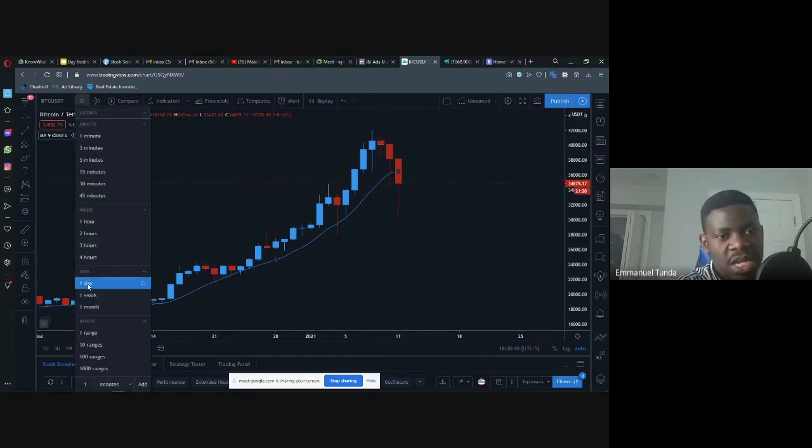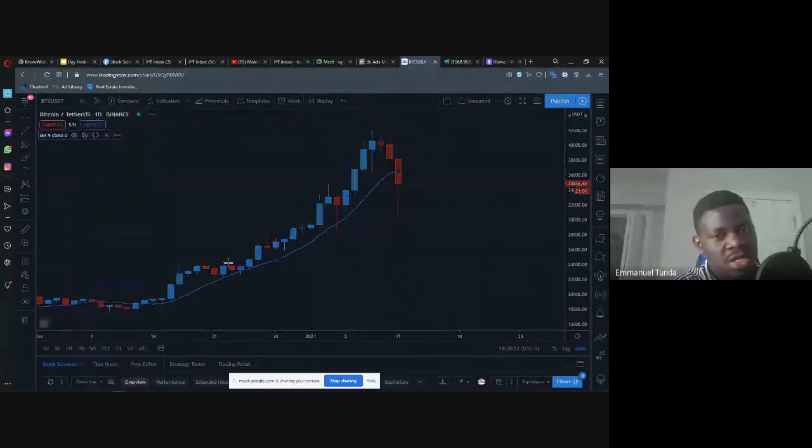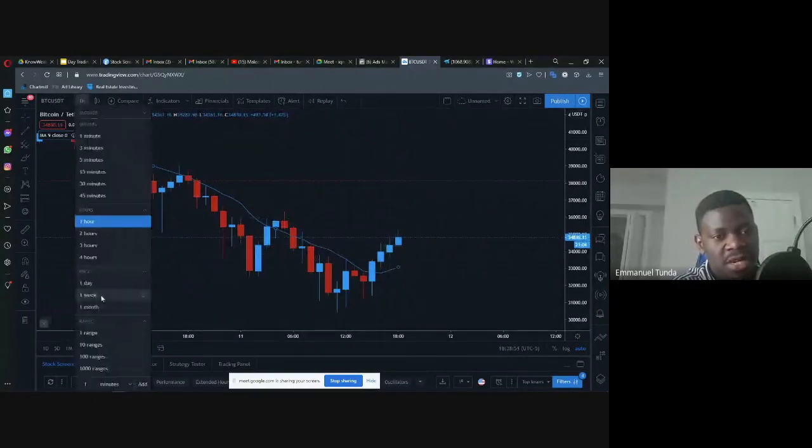If you put it into a daily time frame, that means every candle shows you what the price did during the day. If you put it in a monthly time frame, it's going to tell you what the price did in the month, in a week, and whatever. So I'm going to go with the 1 day. I usually like the 1 day time frame, usually better than the smaller ones.